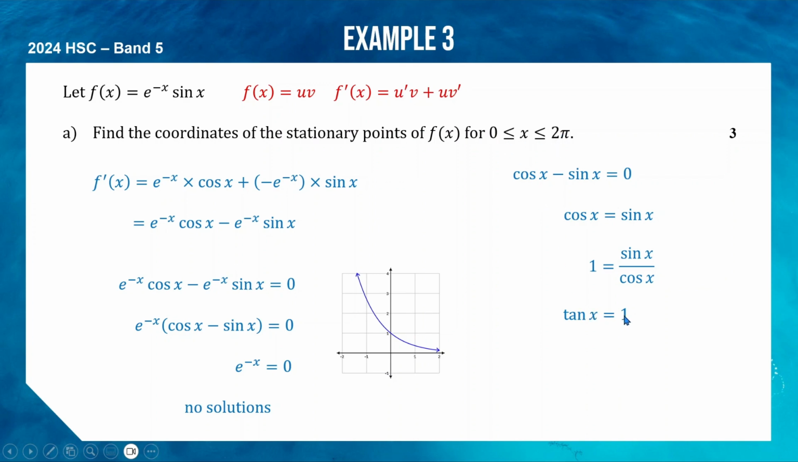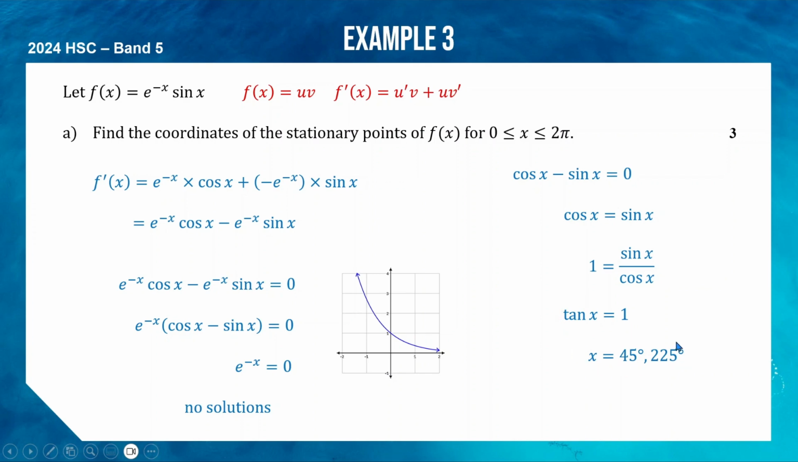Well, it's positive, and we know that tan is positive in quadrants 1 and 3. We know that tan 45 gets us a value of 1. So we're going to do 45 in quadrant 1, and we're going to do 45 in quadrant 3. And the way we do quadrant 3 is we do 180 plus 45. Okay? Here are our two solutions for this equation.